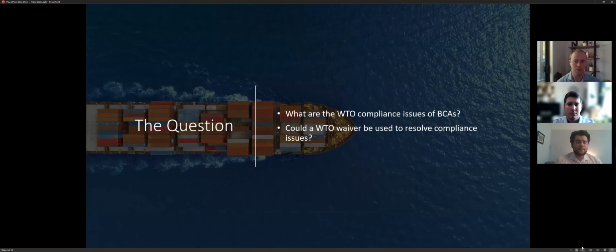So the question is, what are the WTO compliance issues of border carbon adjustment measures? And could a WTO waiver be used to resolve these compliance issues? And in answering these questions, we found a number of legal issues came up.